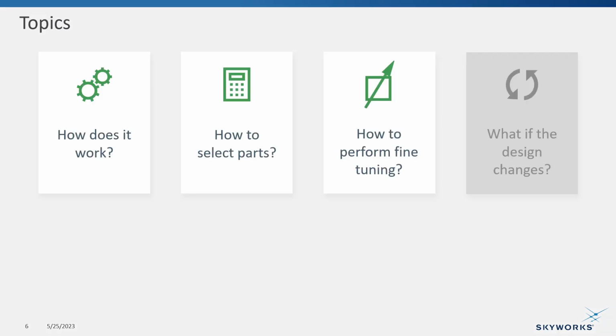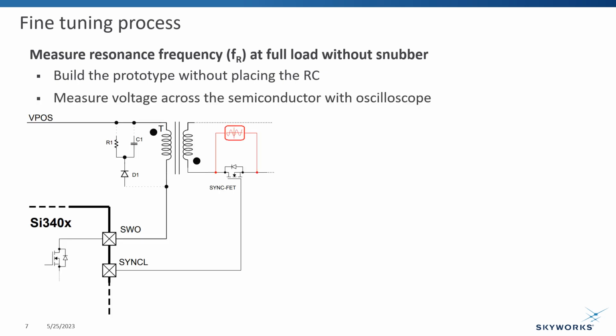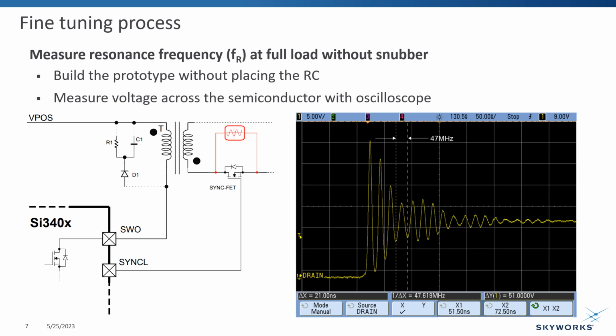After the design is done and the first working prototype is built, then the fine-tuning can be performed. First step is to measure the resonance frequency at full load with no snubber parts placed. This can be done using an oscilloscope measuring the voltage on the semiconductor. In this example, the measured resonance frequency is around 47 MHz.